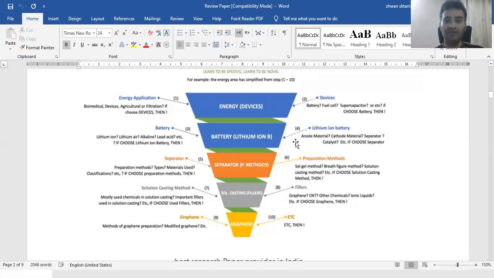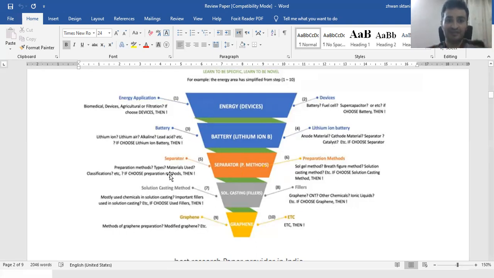From lithium ion, what kind of material? Anode, cathode, separator? Which one did he choose? For example, the researcher chose separator. So the second stage was also solved. In the third stage, steps 5 and 6, the research again became narrower.